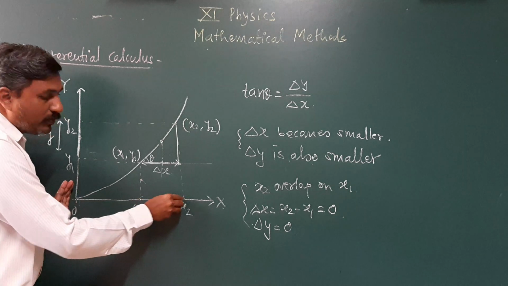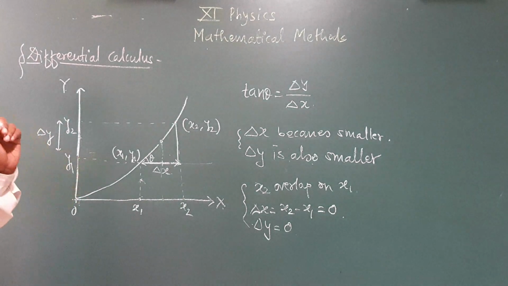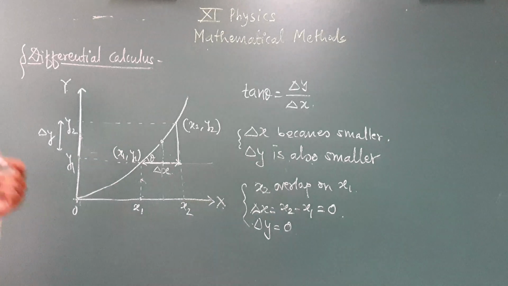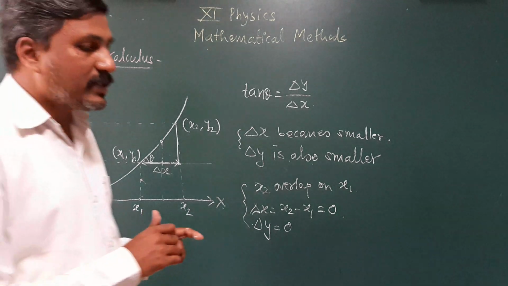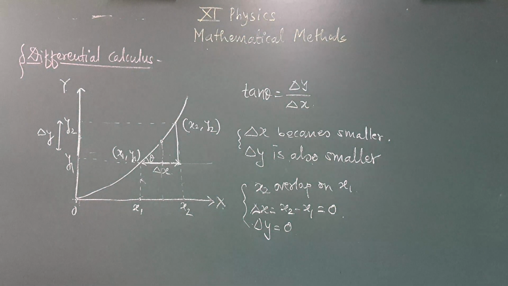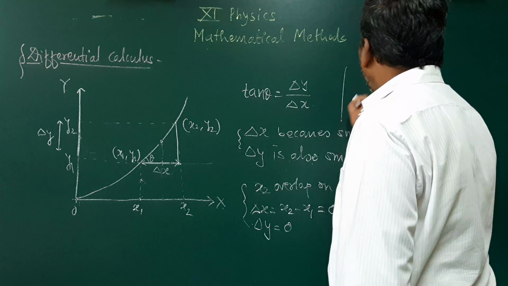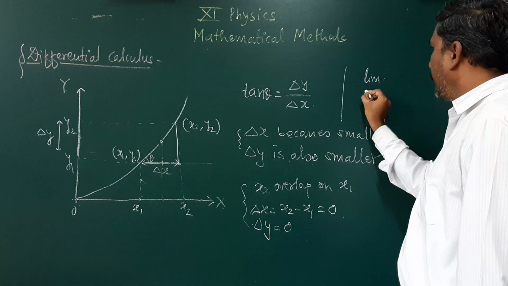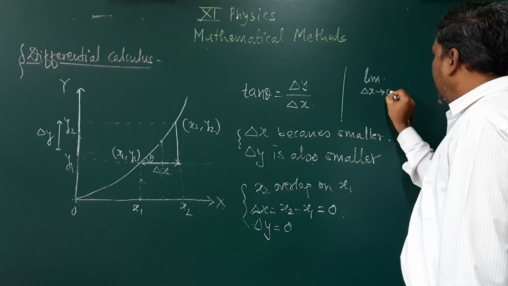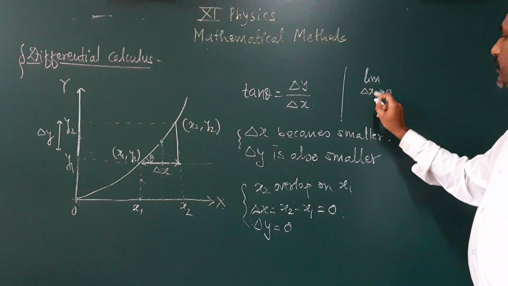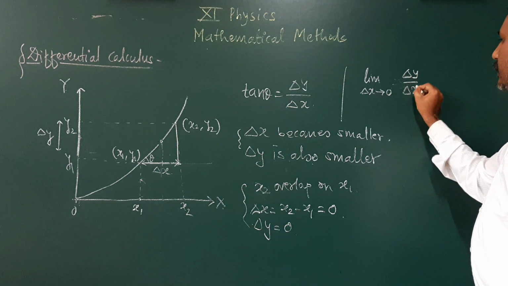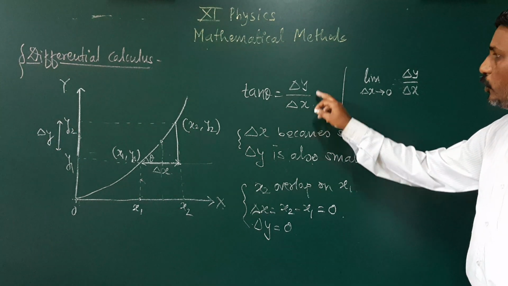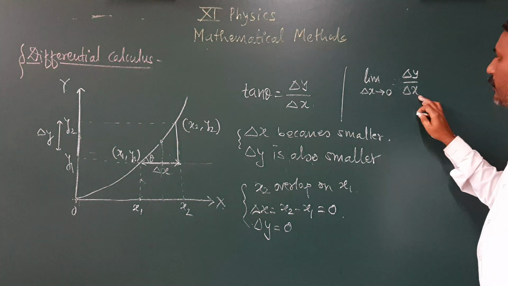Now x2 moves towards this origin, and we write the same thing mathematically in a different way in terms of limits. What is that value? How do you write that? That we have to see first. In terms of limit, the same thing is written. That is limit delta x tends to 0, delta y divided by delta x. Here I am calculating the slope, delta y by delta x.